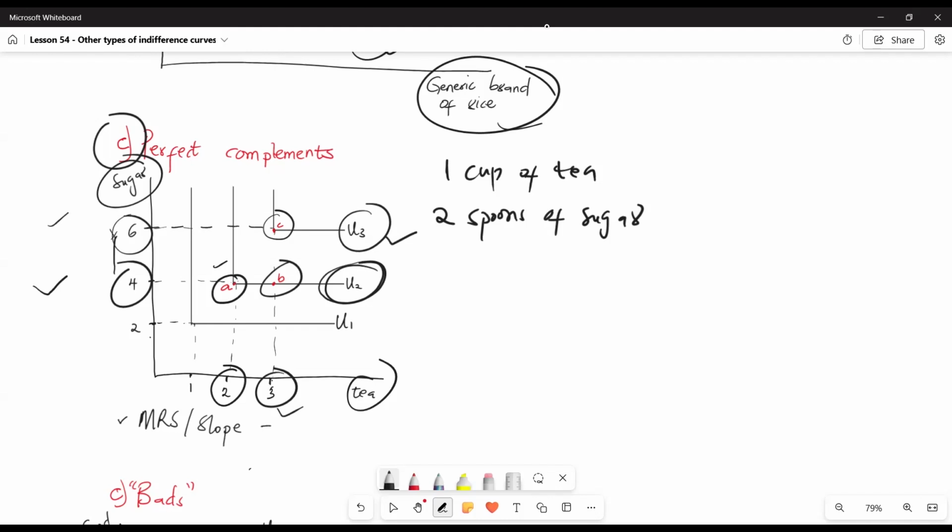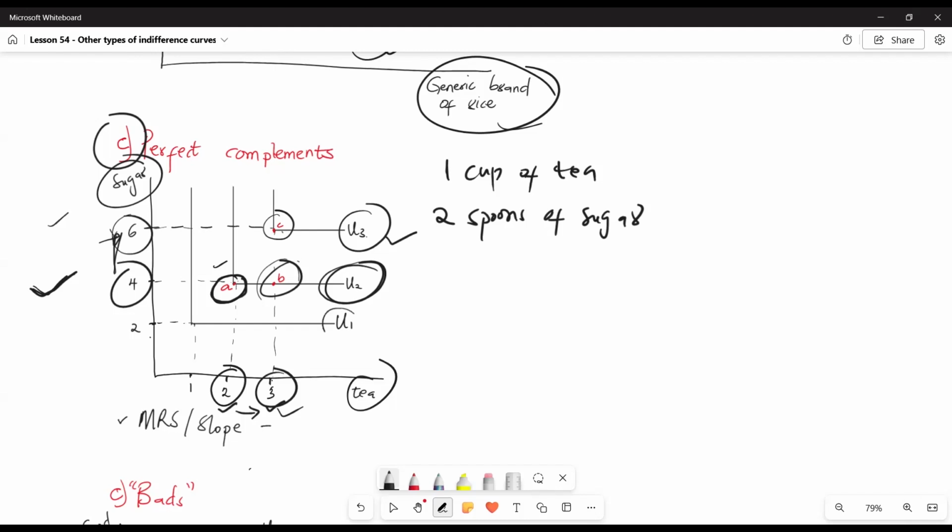Now, this is because for this particular consumer, he can only derive benefits from an extra cup of tea if it's accompanied by 2 more spoons of sugar. Now, since the consumer only moves to a higher indifference curve if they have more of both goods and in fixed proportions, the goods are considered to be perfect complements. So, perfect complements are goods that are consumed together. So, an indifference curve for perfect complements is a series of right-angle or L-shaped curves, as in the figure here.